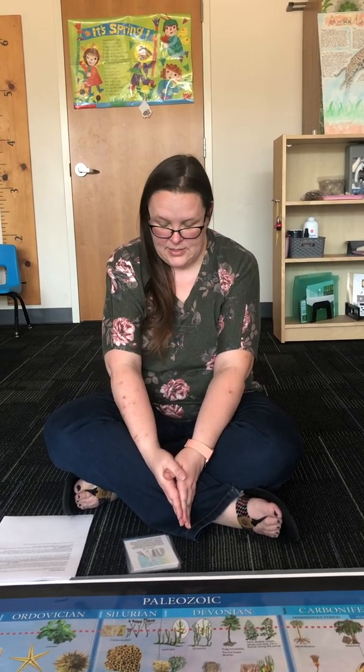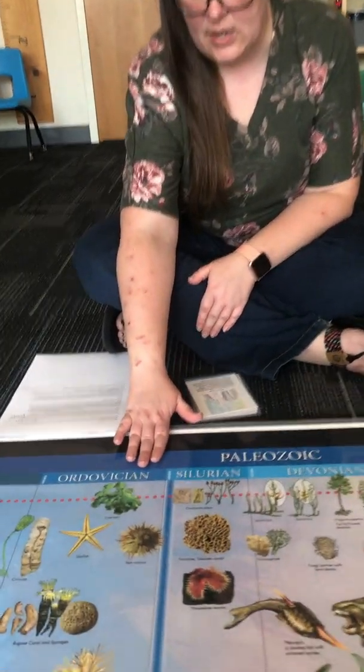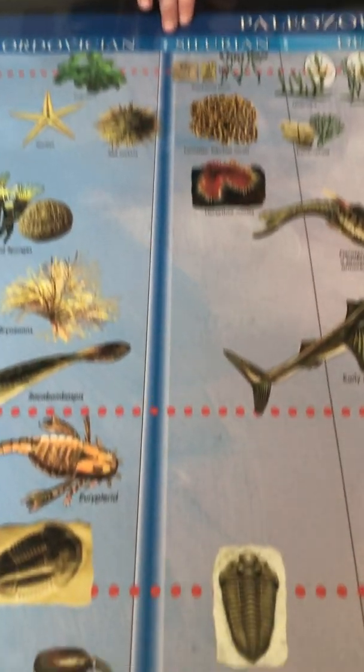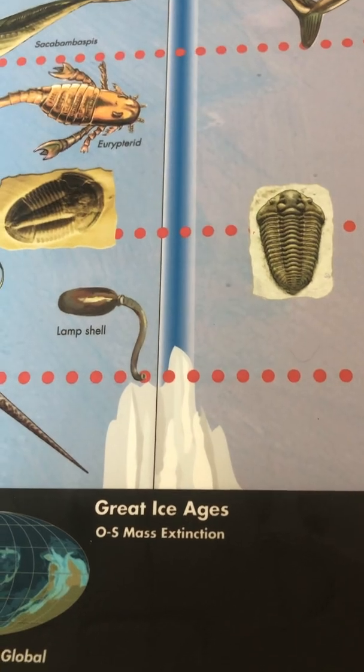So what happened is at the end of the Ordovician period, Earth experienced its first great ice age. For the very first time, a lot of the water on Earth turned into ice. And that made the oceans recede and get lower, and it made the land more available. There was a lot more land, dry land, because so much of the water was stuck up in ice caps.